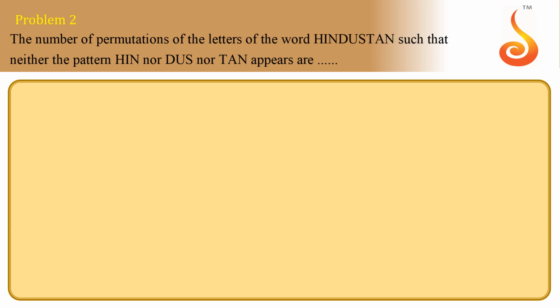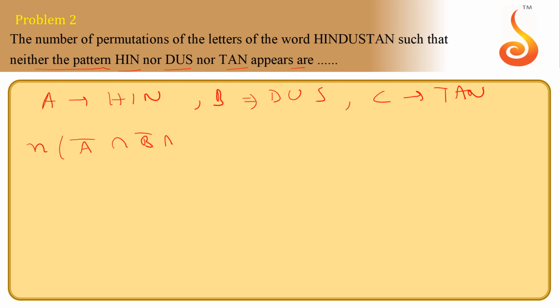Problem number 2. The number of permutations of the letters of the word Hindustan such that none of the patterns HIN, DUS, TAN appear. So neither you want. Let us take A denotes HIN appears, B denotes DUS appears, C denotes TAN appears. Then if you calculate A bar intersection B bar intersection C bar, it means the number of permutations in which HIN should not appear, DUS should not appear, and TAN should not appear.